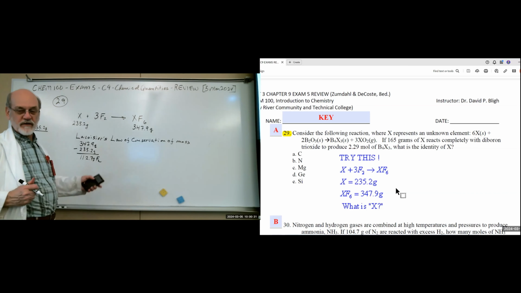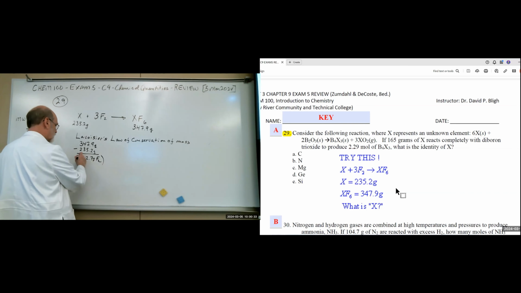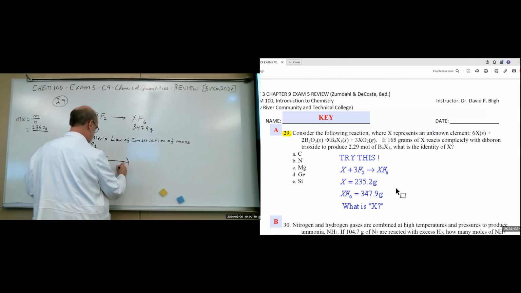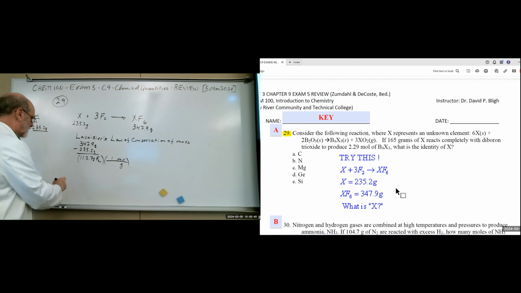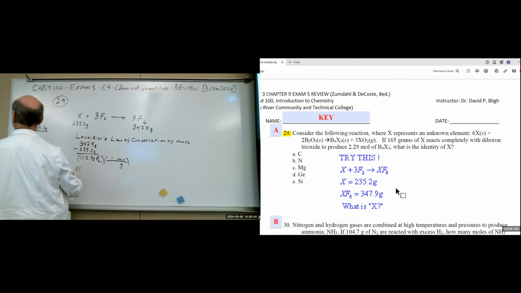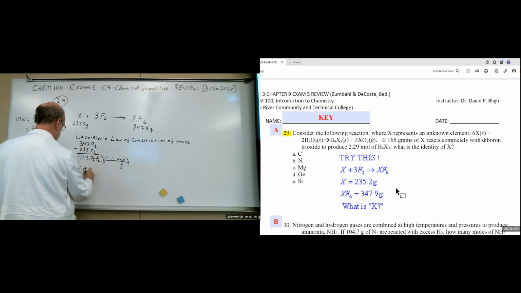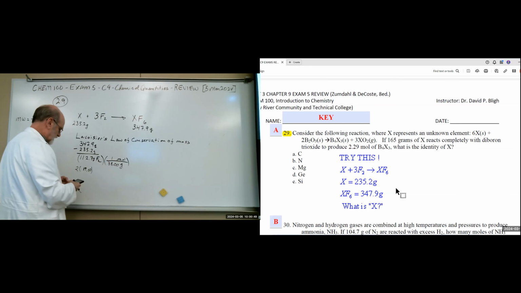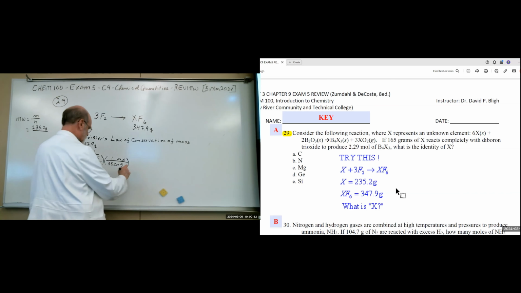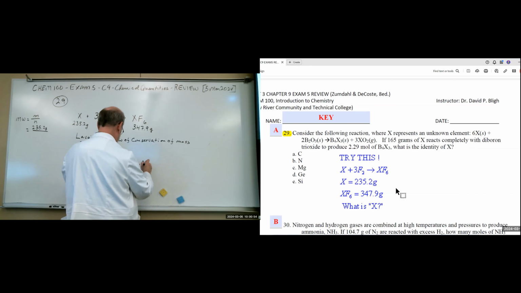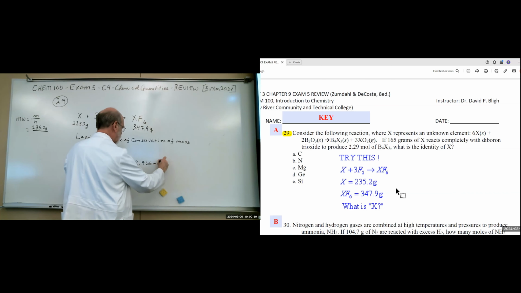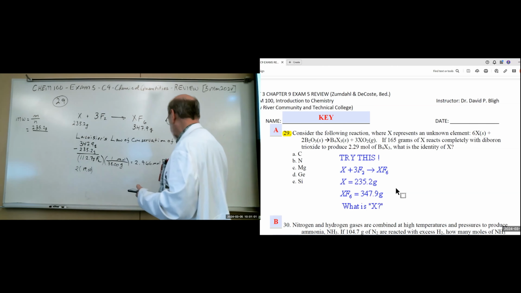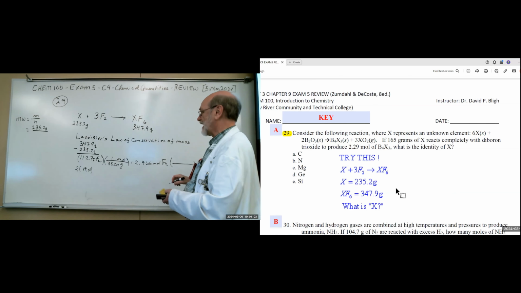So how many moles of F2 do we have? Now we can convert grams to moles. We just need the molar mass of fluorine. And that's 2 times 19, I believe. So that's 38. 38 divided into that value gives us 2.966 moles of fluorine.